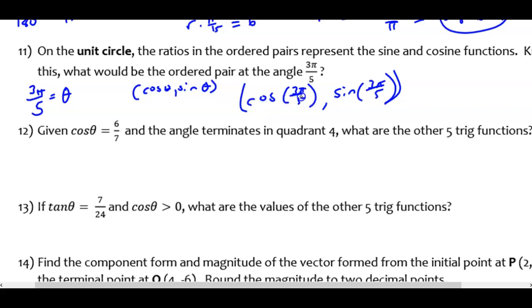So when I do cosine of 3 pi over 5, I get negative 0.3, right? And if I do sine of 3 pi over 5, I get 0.95. There's our ordered pair right there.